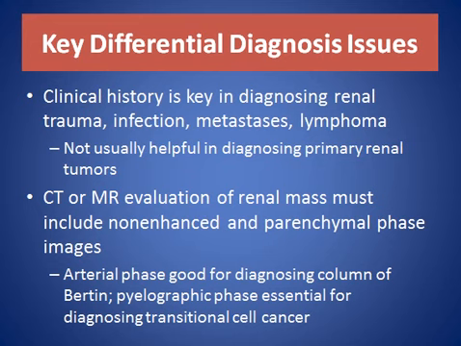Clinical history is key in diagnosis: renal trauma, infection, metastasis, lymphoma. Not usually helpful in diagnosis of a primary renal tumor. CT or MRI evaluation of renal mass must include non-enhanced and parenchymal phase images. Arterial phase good for diagnosis of column of Bertin. Pyelographic phase essential for diagnosis of transitional cell carcinoma.